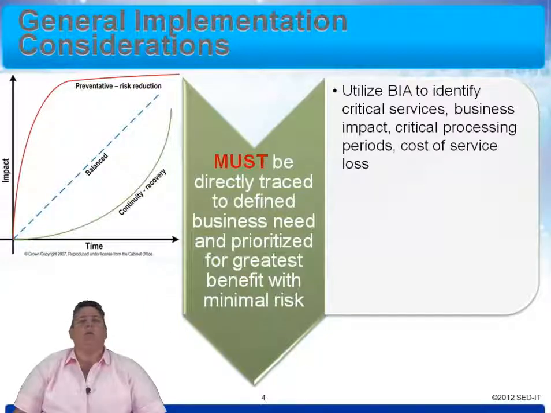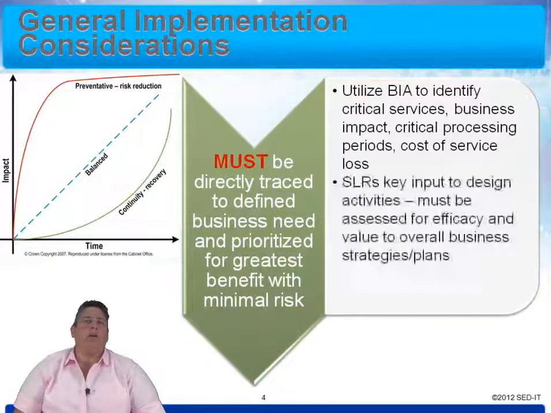So what we can do is utilize a BIA, a business impact analysis, to identify those critical services, their business impact, the critical processing periods, as well as the cost of the service loss. We've discussed the BIA in the module that included IT service continuity management. If we know these concepts, then we also understand the service level requirements behind them. They become key input to the design activities.